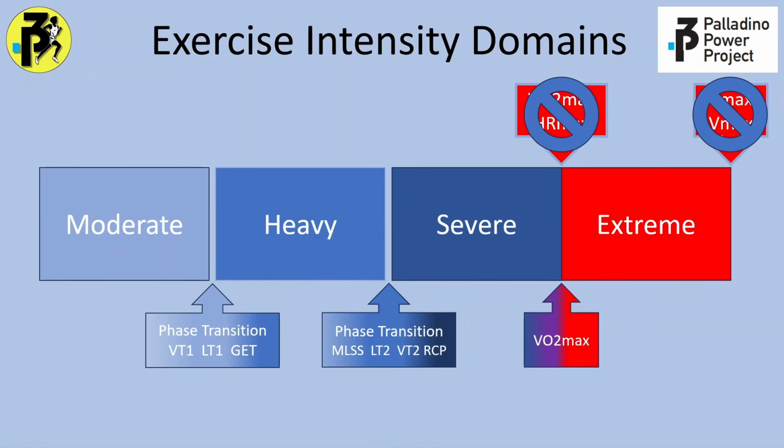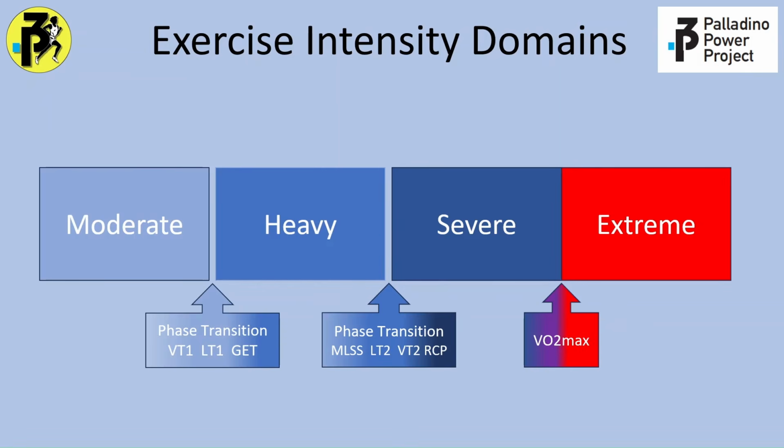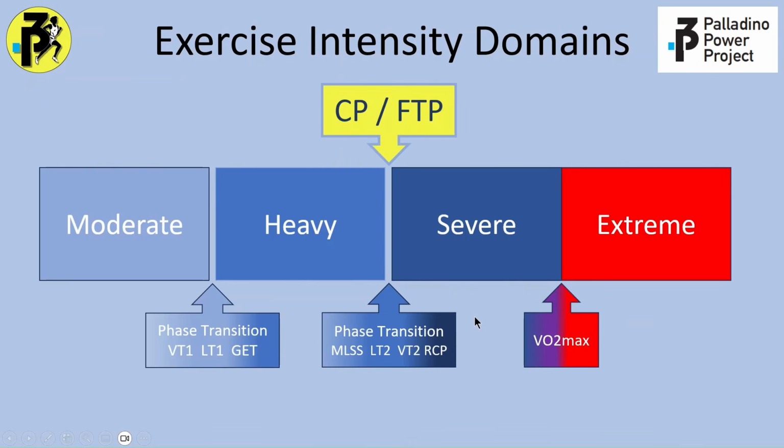So, what is the way to go? Of course, if you're in the lab, you could use one of these, but we want something that we can use in real time and in the field, displayed on our watch to help guide our execution to achieve that specific stimulus that we're looking for. And there we add critical power or functional threshold power.